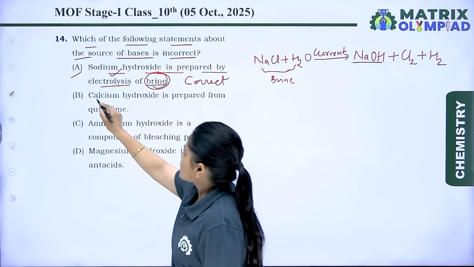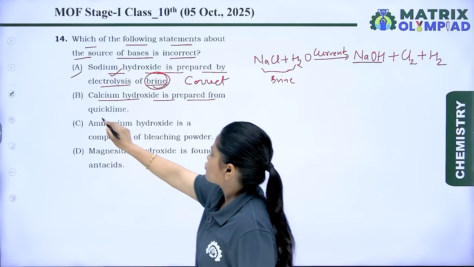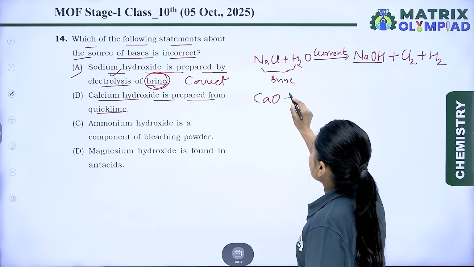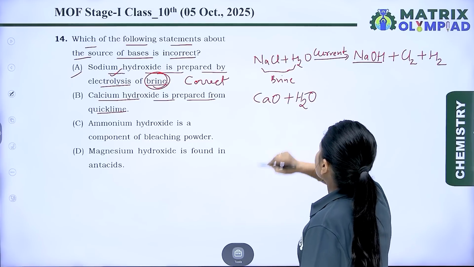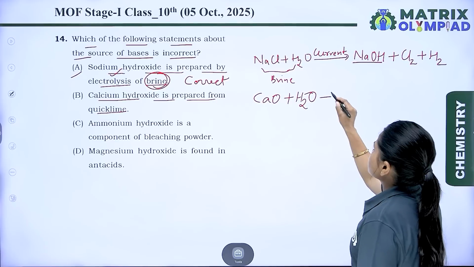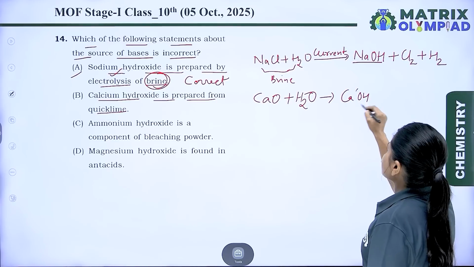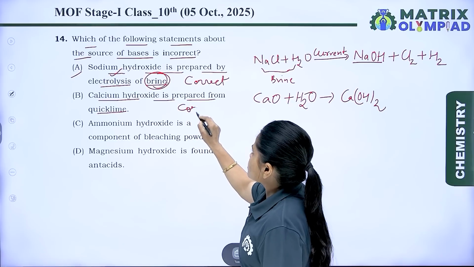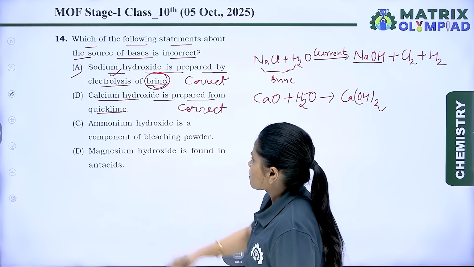Now calcium hydroxide is prepared from quicklime. Yes, quicklime, that is CaO, when mixed with water, then slaked lime, that is calcium hydroxide, is formed. So this is also the correct statement.